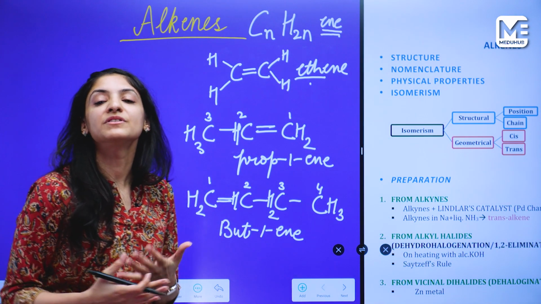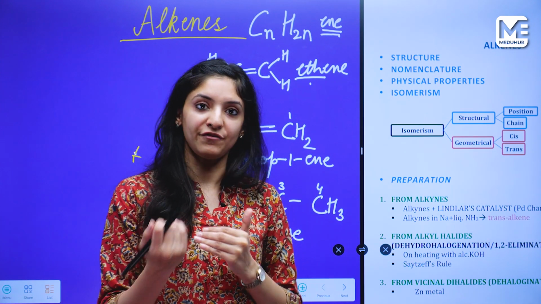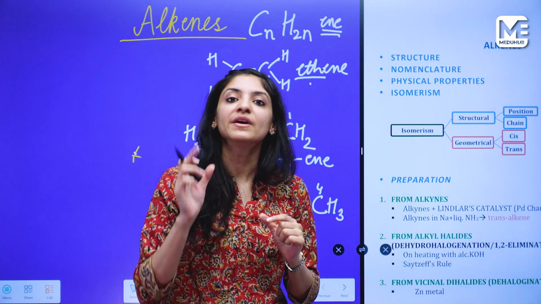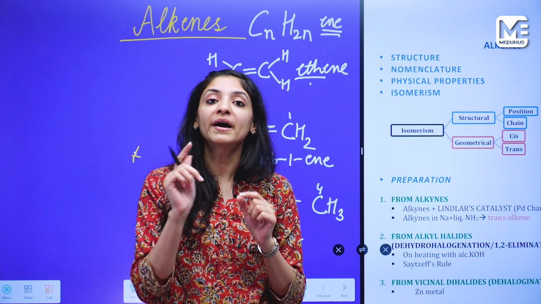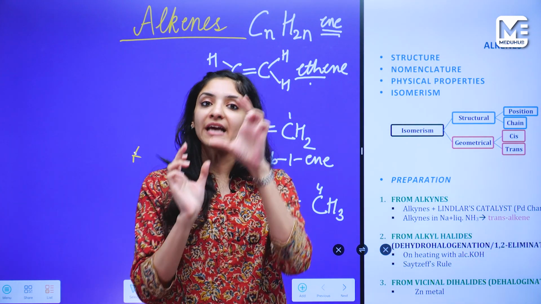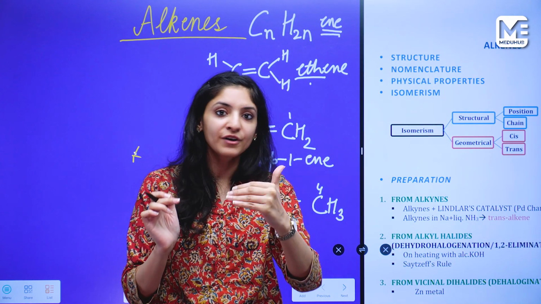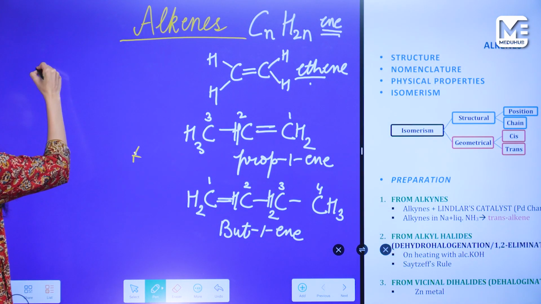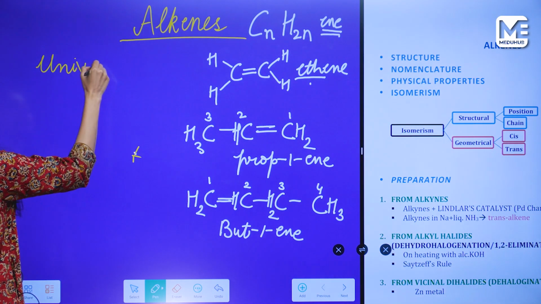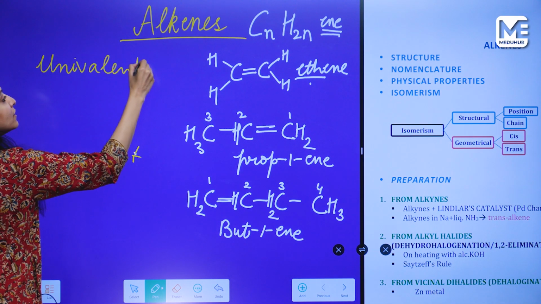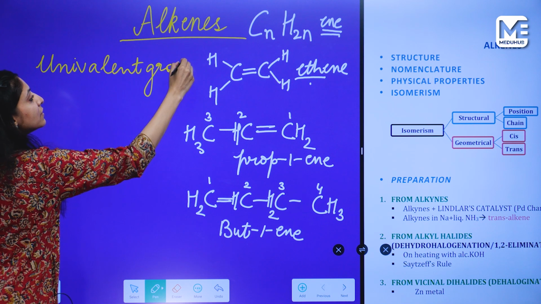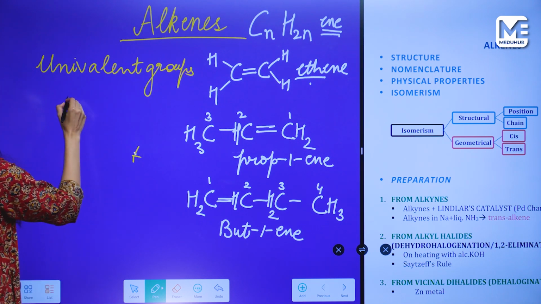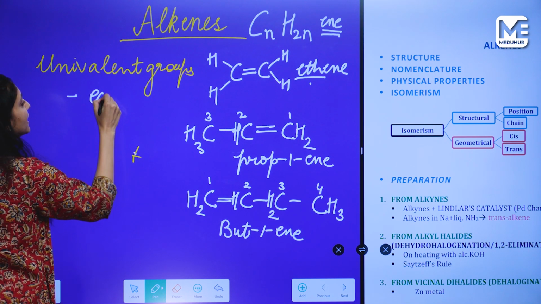Alkenes also have some univalent groups which are derived from them. Just like in alkanes, we had alkyl groups which were formed by removal of one hydrogen, and these alkyl groups are present as branches for alkanes. Similarly, in alkenes also we can get univalent groups which have the suffix enyl.